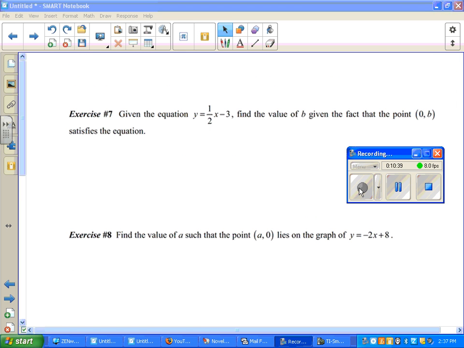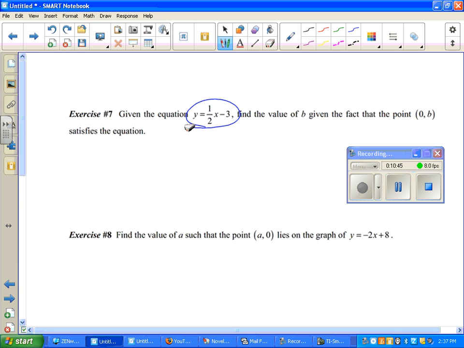Okay. These two are extremely important. It's a Regents type question. Given the equation y equals 1 half x minus 3, find the value of b given the fact that the point 0, b is there.